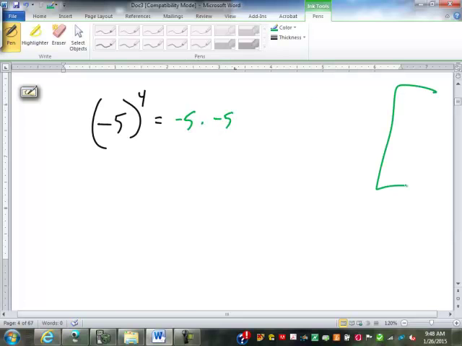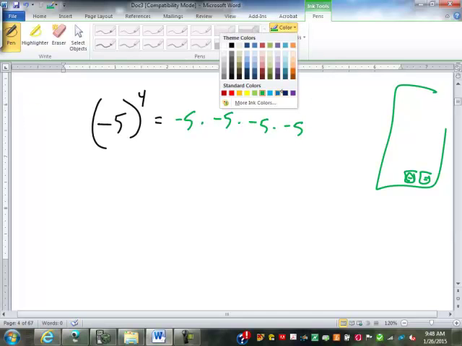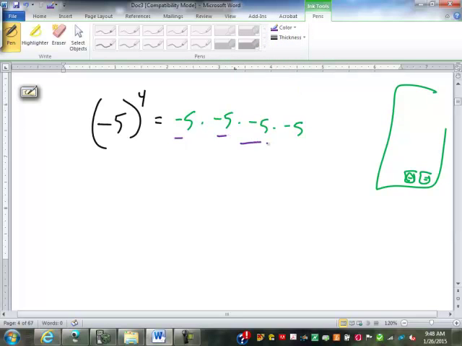Down on your keypad, you got your enter or equal sign here. There should be a negative in parentheses there. The negative 5 to the 4th power is 4 negative 5s multiplied together. What's negative 5 times negative 5?